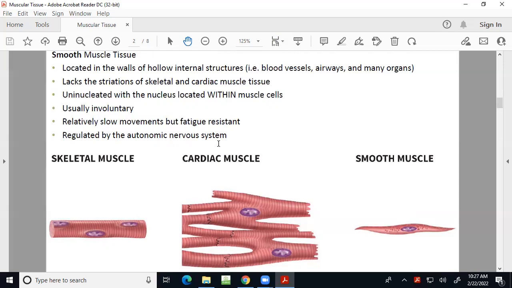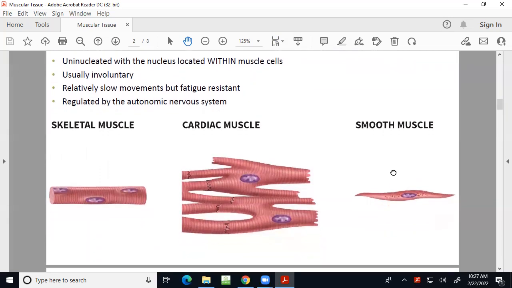So like if you're digesting a big meal, your stomach smooth muscle is not going to get tired from contracting over and over and over again. Like what happens with our skeletal muscle. When it gets tired, it doesn't work as well. Smooth muscle, we don't see that quite as much. And then just like the cardiac muscle that I just mentioned, it's also regulated by the autonomic nervous system.